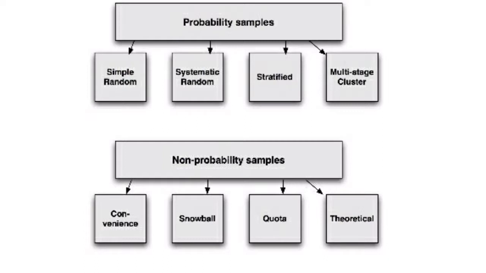Simple random means simple at random. Okay, there is no biasness. It is purely unbiased. Systematic random, it is systematic. Okay, it is planned, well planned. It is not purely randomized, rather it is systemized.